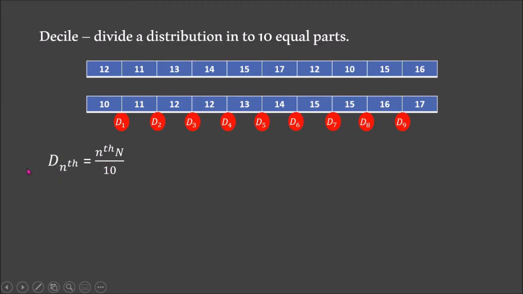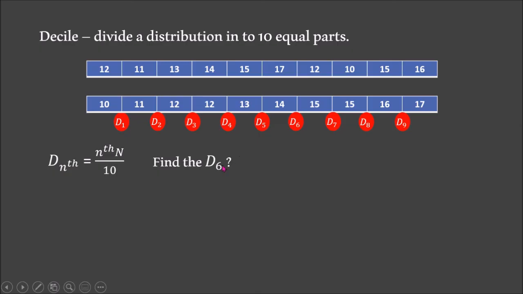So this is the formula. Actually, this is the generic formula for quartile, percentile, and decile. For quartile, you just replace your D with Q and replace your denominator with 4. But for percentile, you replace your D with P and your denominator with 100, because you will be solving for percentile. Now for decile, this is 10, because we were dividing them into 10 equal parts.